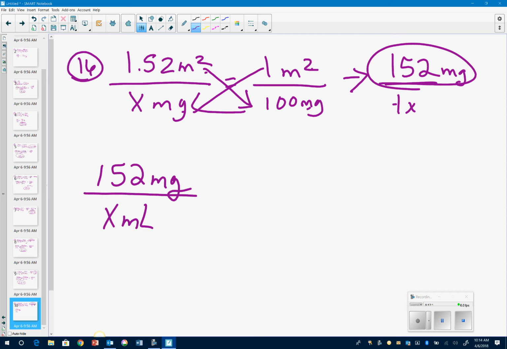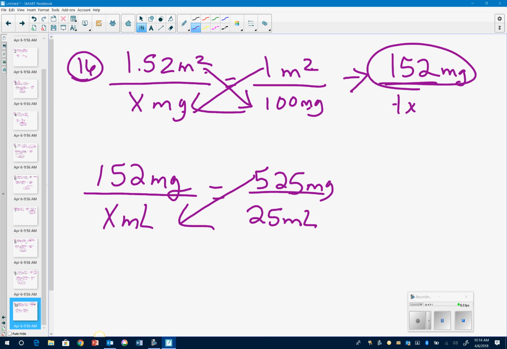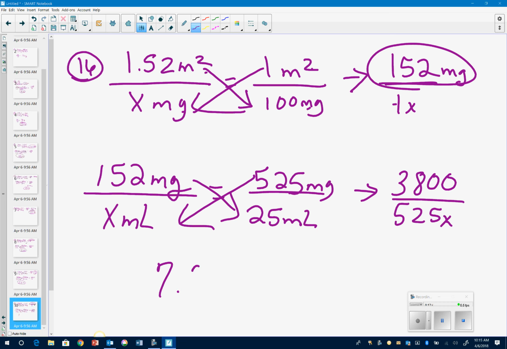Now we've got to find the milliliters amount to that. Okay, it is supplied, or it comes in, 525 milligrams per 25 milliliters. Then you just cross multiply. 525 divided by x always goes on the bottom. 152 times 25 is 3,800, divided by 525, and you get 7.23 milliliters, and you could round that down to 7.2 milliliters.